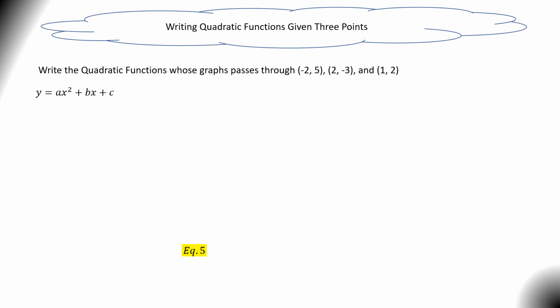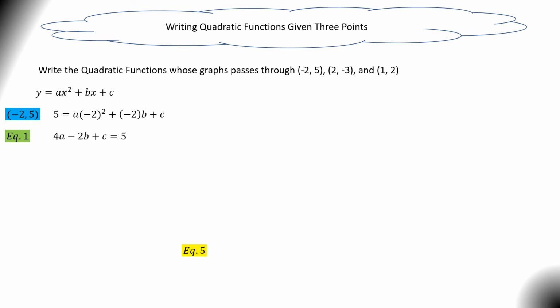Writing quadratic functions given 3 points. Ayan po. Write the quadratic function whose graph passes through (negative 2, 5), (2, negative 3), and (1, 2). Kapag hindi given yung intercept at 3 points lang yung given, ganun din po, same process, substitute lang natin.